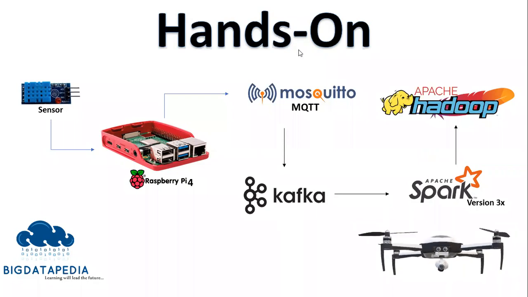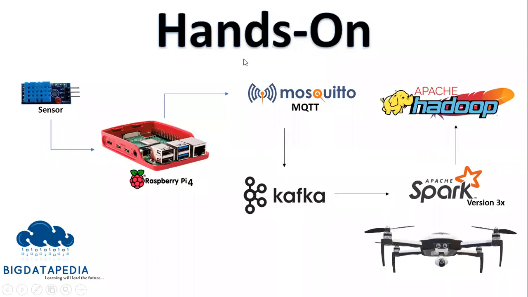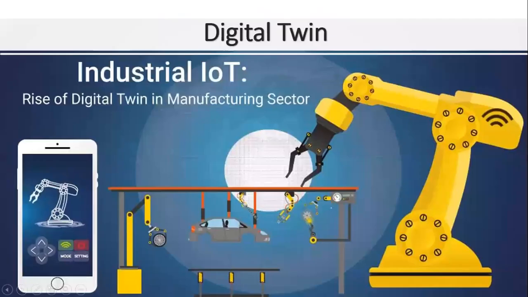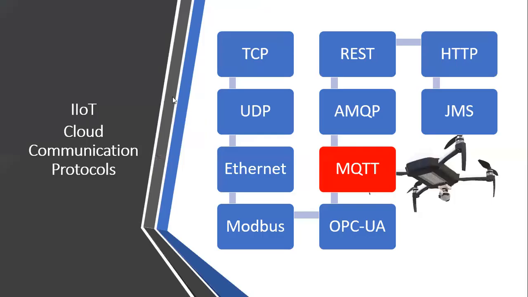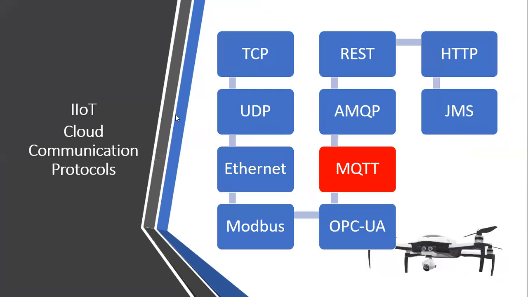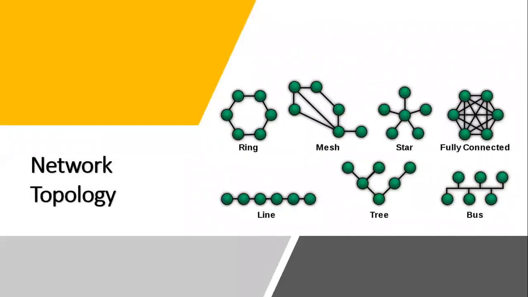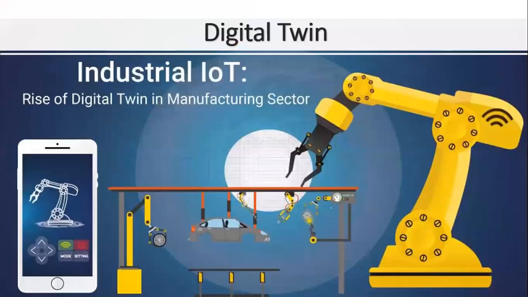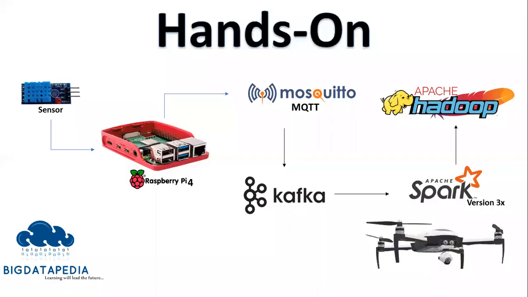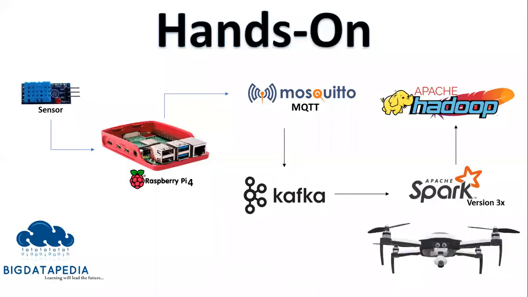You clearly mentioned the communication protocols for IIoT cloud, and also explained the edge analysis. With the hands-on, you clearly explained how the data is collected from the sensor and transferred to the Kafka cluster using MQTT, then the streaming data is fetched using Spark, and finally stored in the Hadoop environment. Sir, you really gave us input on how to visualize the log data and data stored in Hadoop. Really, it was a wonderful session.